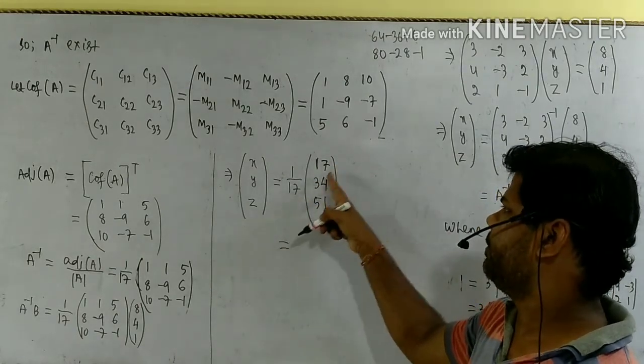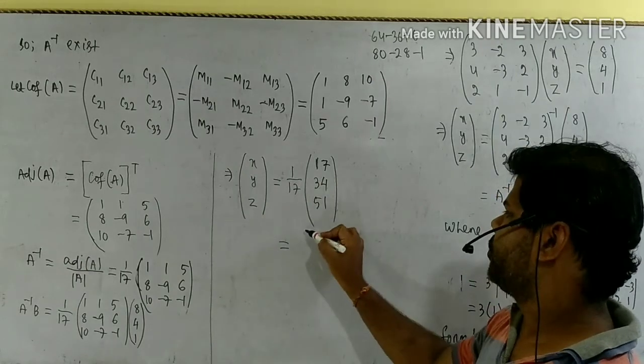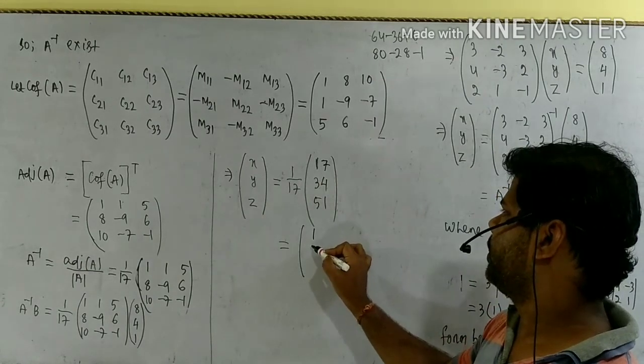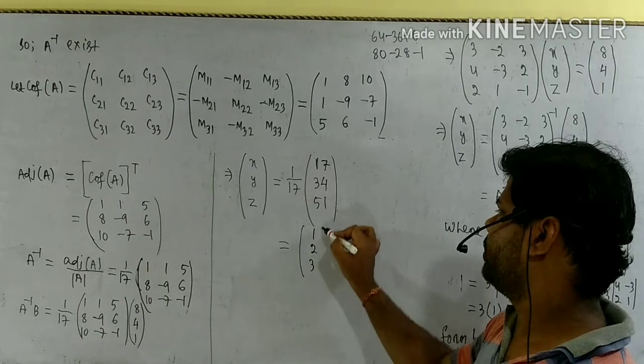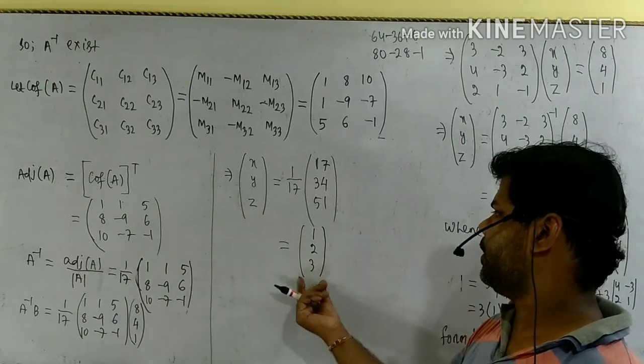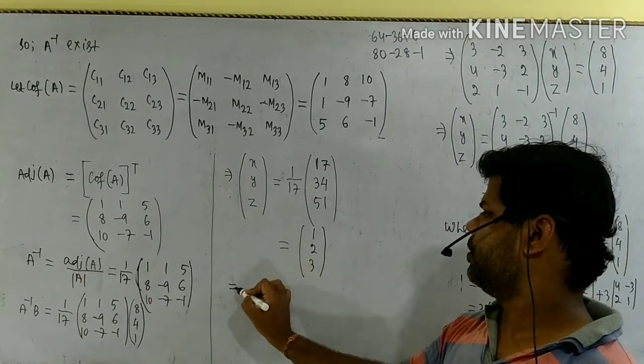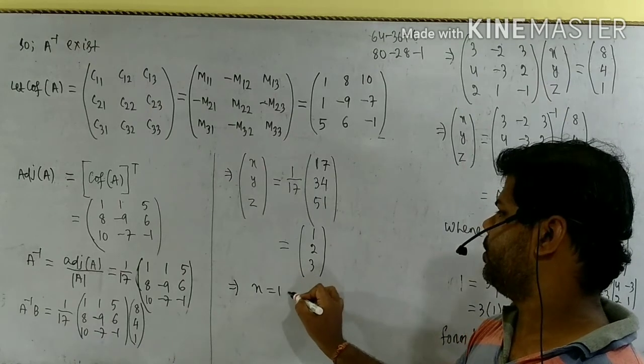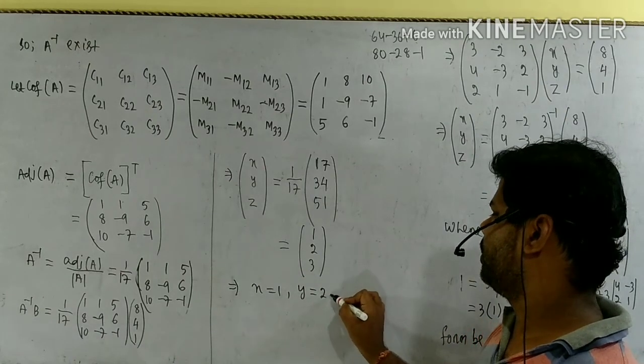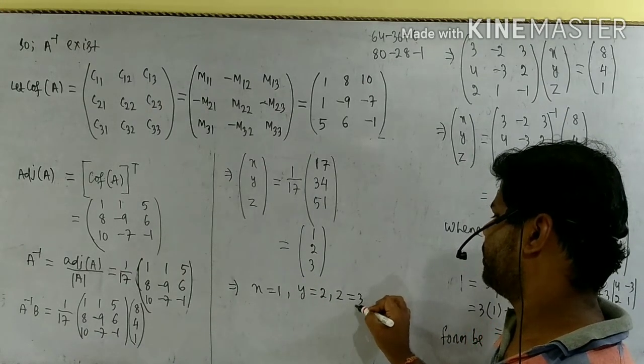So 1 by 17 into this. Multiply 1 by 17 into this matrix. So you are getting 1, 2, 3. This matrix equals this. Now x is 1, y is 2, z is 4.